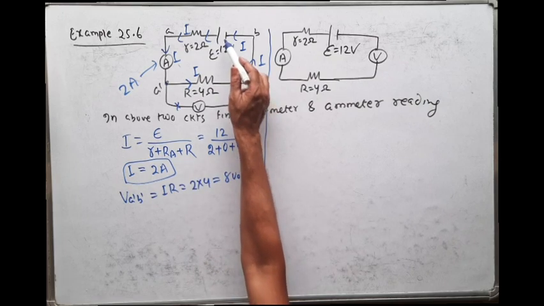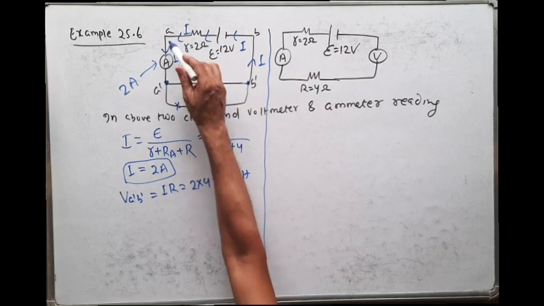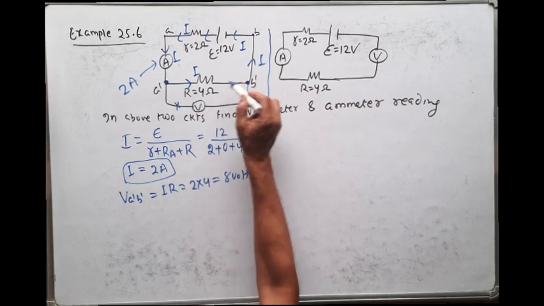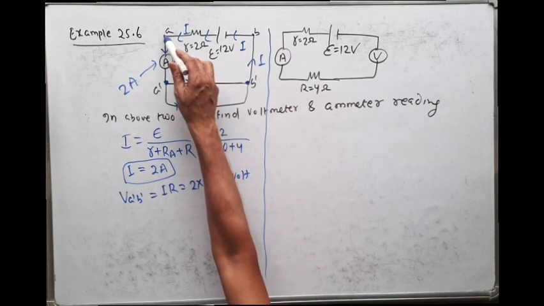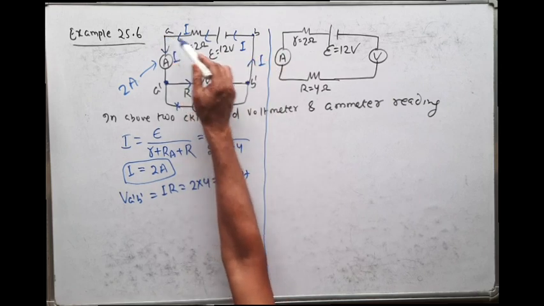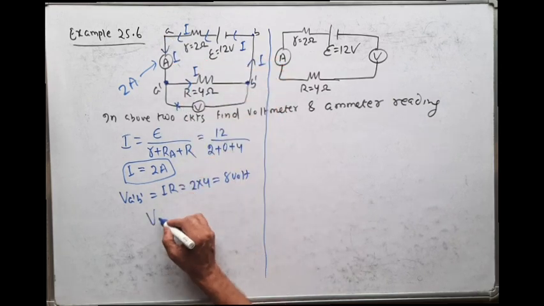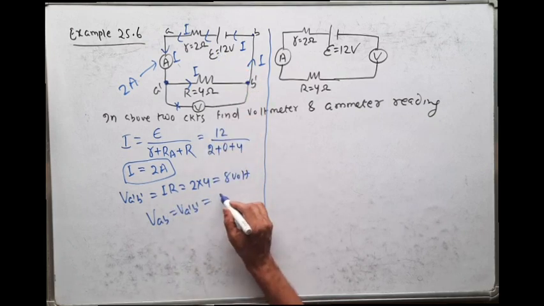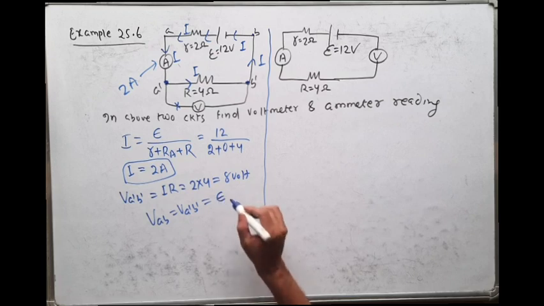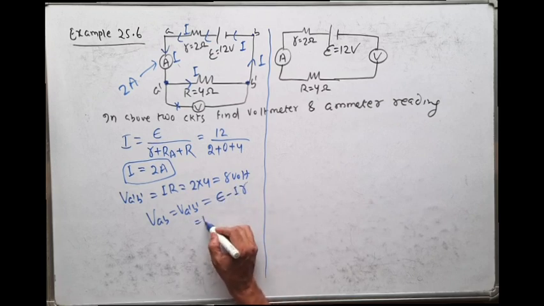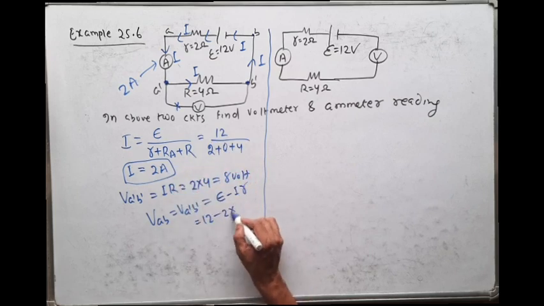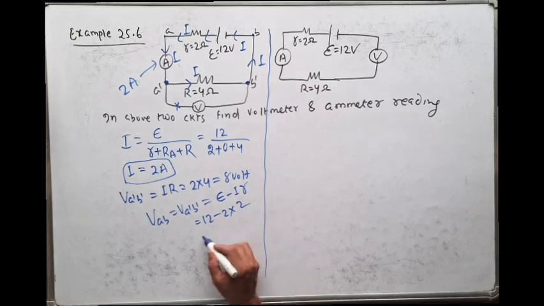Or in another way you can find this point is same as this point, this point is same as this point. If the potential difference across this is equal to V, potential difference across these two terminals of the battery is also V. So we can write VAB, which is nothing but V A dash V dash, is equal to what is the terminal voltage across a battery? E minus IR. E is equal to 12 minus I, I is equal to 2 ampere into internal resistance 2, that is equal to 8 volt. You can calculate in this way also.